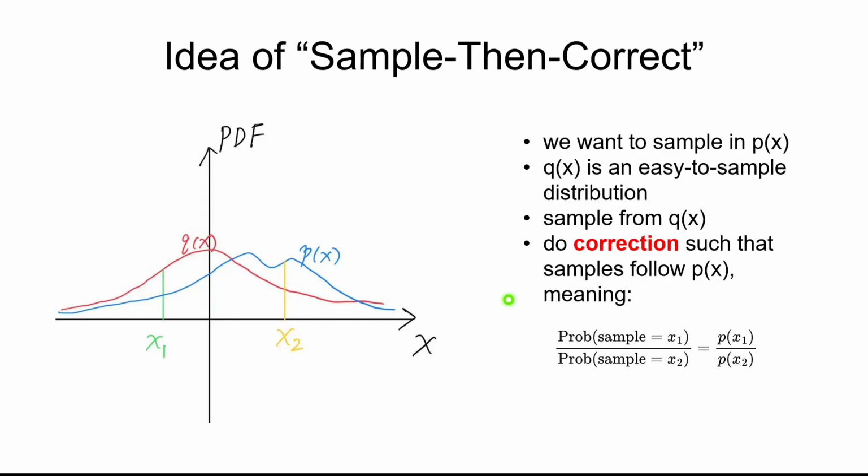So the general idea for sample then correct is as follows. First, we want to sample from a distribution. P of X is our target distribution. It may not be easy to sample, so we want to sample from a different distribution Q of X, which is easier to sample. Because it's easy to sample, we can easily generate samples from Q of X. And then we want to do the correction such that the resulting samples follow P of X, which means we satisfy this specific condition.